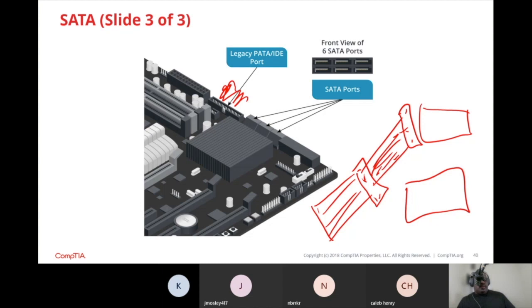Any questions about that? Any questions so far before we move on to solid state hard drives? Sounds like a resounding no.